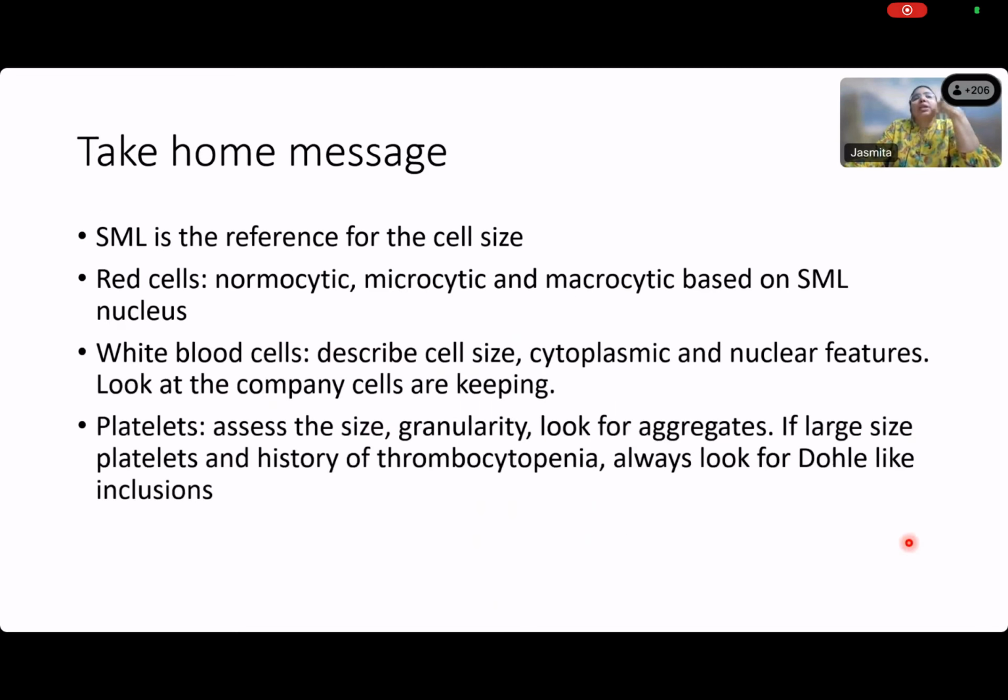So I will finish by telling you the take-home message, which is to use the small mature lymphocyte as a guide for the red cell size. The red cells you describe as normocytic, microcytic, and macrocytic. White blood cells, describe their cell size, cytoplasmic, and nuclear features. Also look at the company the cells are keeping.